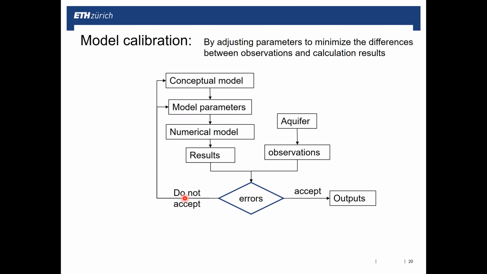And if the result is not acceptable, or the errors are too large, you have to think about whether you gave the right numbers for the model parameters, or whether you have the right conceptualization, or whether you're missing some hydrological process. So this is really a repeated process. You have to repeat it until you get a reasonable result.